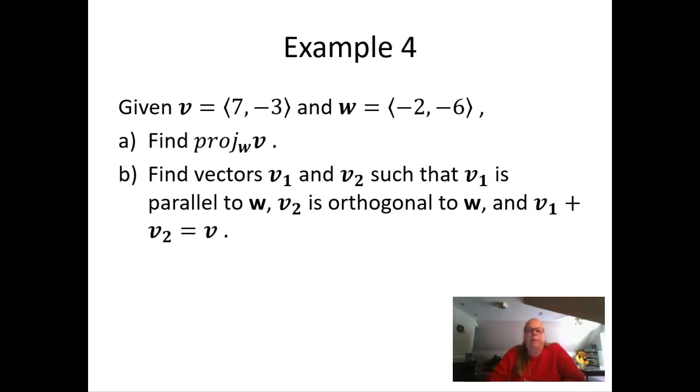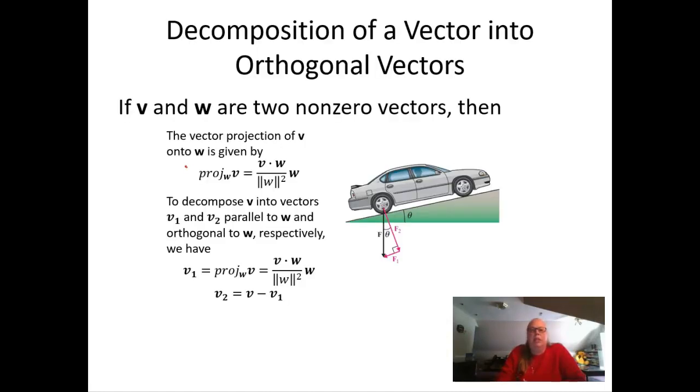Example 4. Given the vector v is equal to 7, negative 3, and vector w is equal to negative 2, negative 6, find the projected vector of w on v. Back here in our formulas, for our projected vector, we need to find the dot product between v and w. We're going to divide that by the magnitude of w squared, and this is going to give me a scalar. Whatever that number happens to be, I'm going to multiply it by the vector w. So I'm using the vector w in 3 places here.